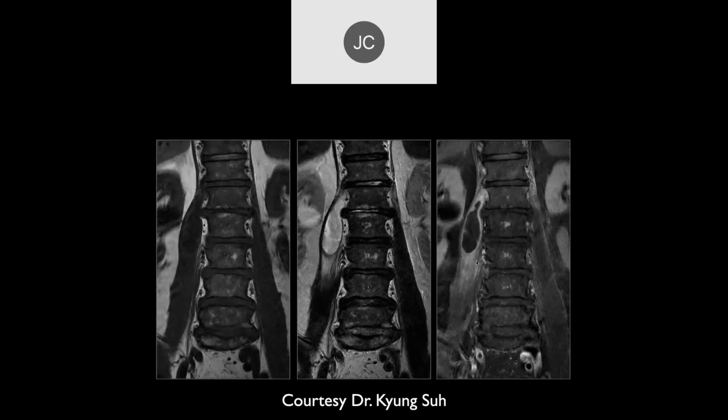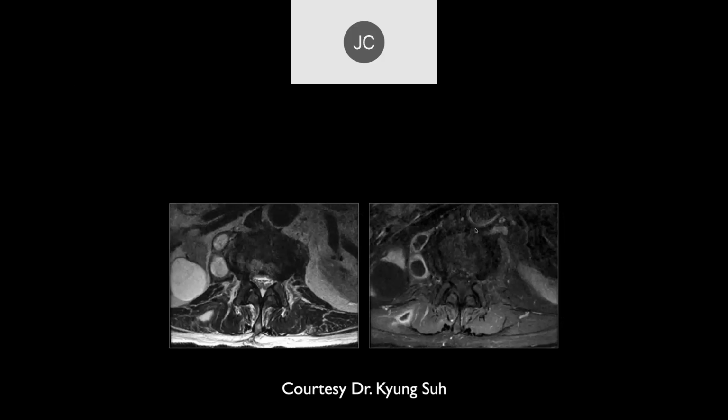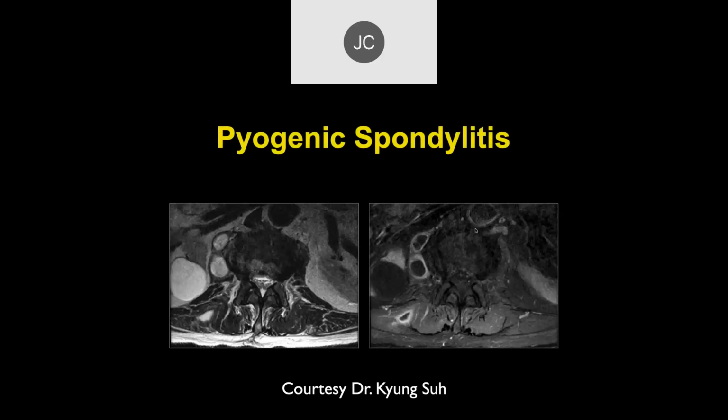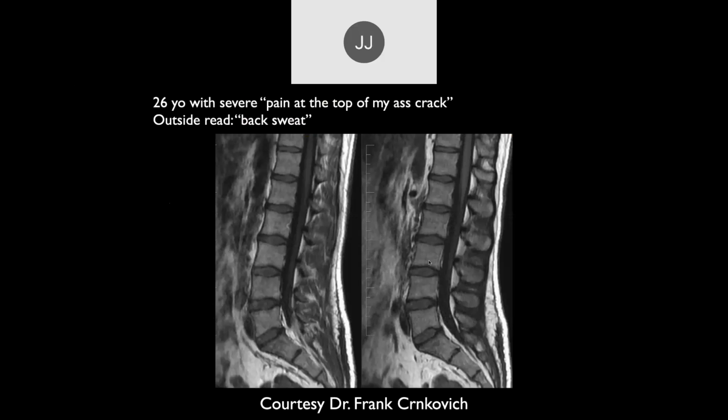Right paravertebral soft tissues, peripherally enhancing, central low signal. Looks like an abscess. Yeah, that looks like an abscess. I don't know the organism on this one. He just called it a pyogenic spondylitis. First thing I would think about in a situation like this would be TB, but if he used the term pyogenic, I think this was probably bacterial. Now, these folks are sick.